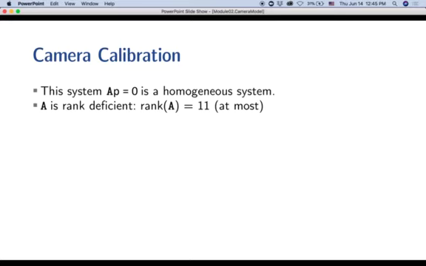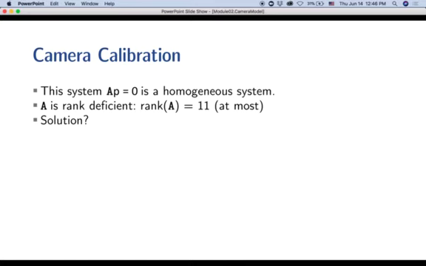Because it's a homogeneous system, the scale of P doesn't matter, therefore A must be rank deficient. So the rank of A can at most be 11 and not really 12. If it was a system of the form AX is equal to B, I wouldn't have imposed this rank deficiency. But it's a system of the form AX is equal to 0, so it is necessarily rank deficient.